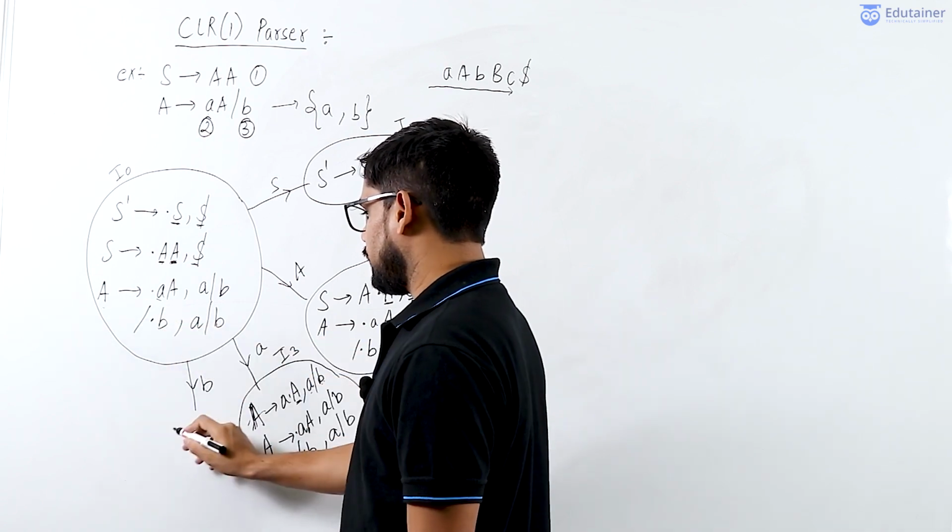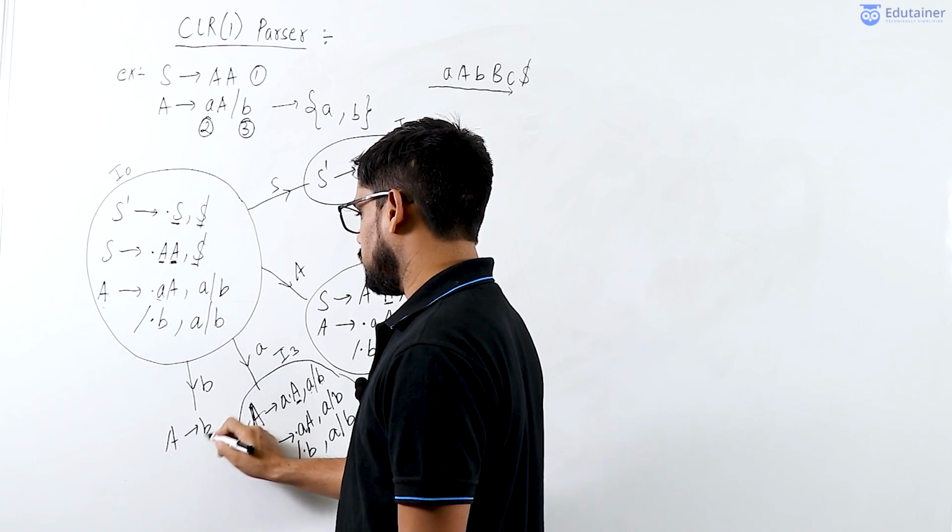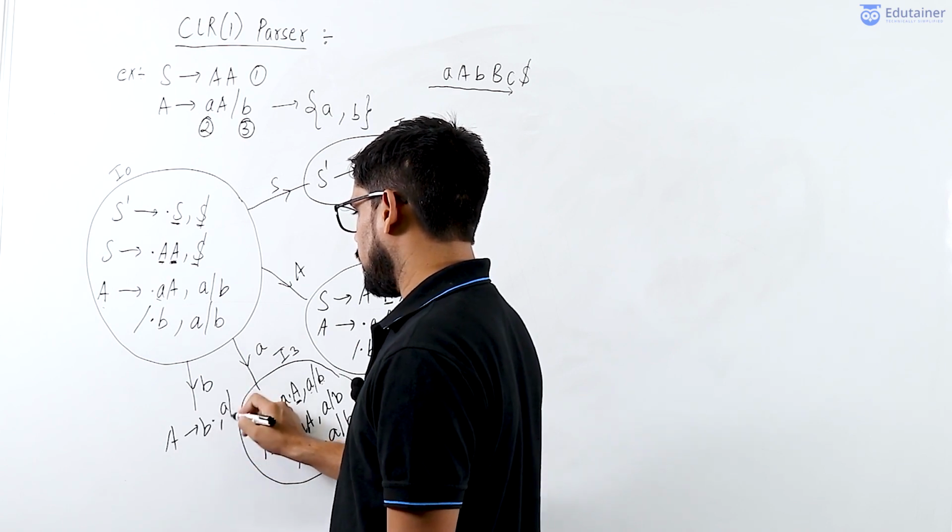And on a small b, the production is A derives b dot, with look ahead a comma b.